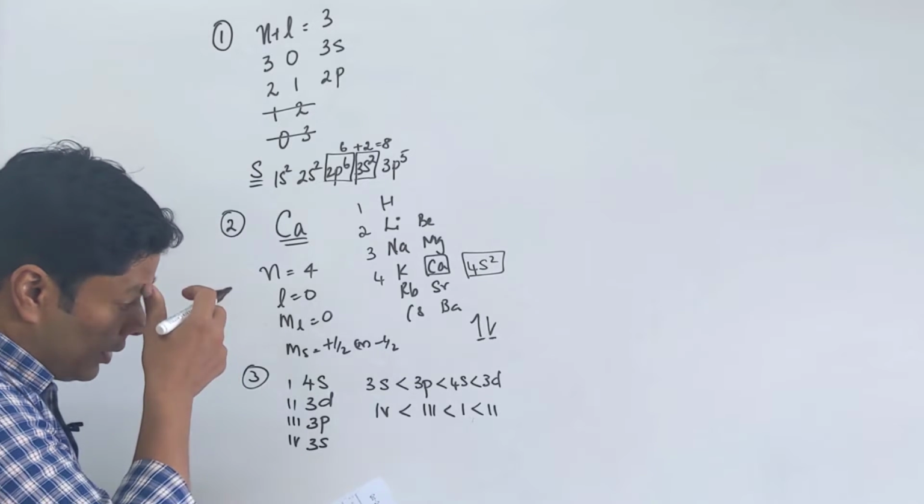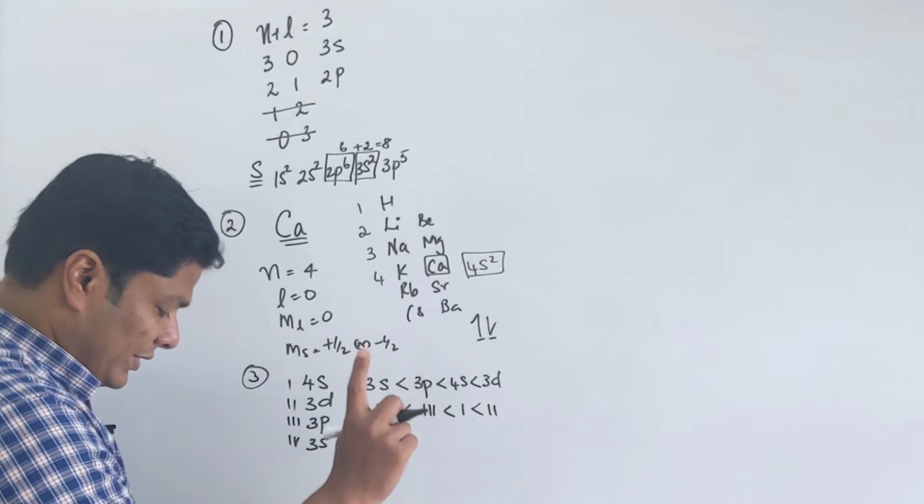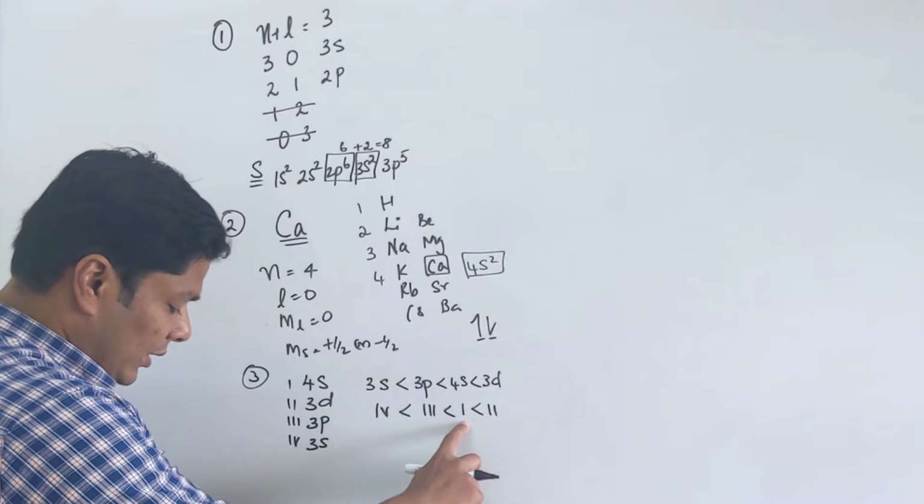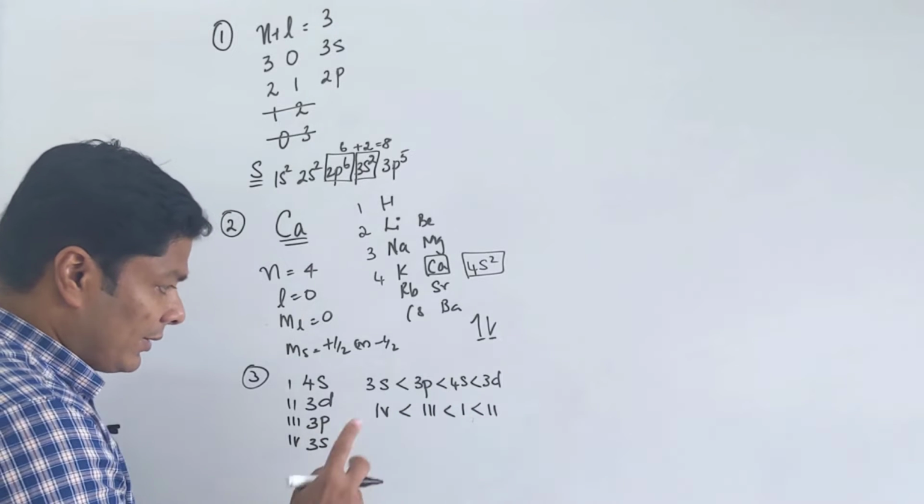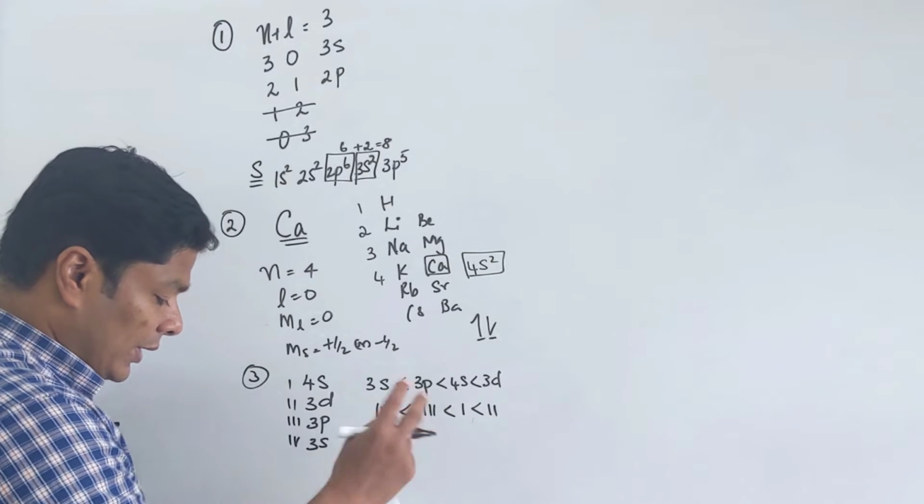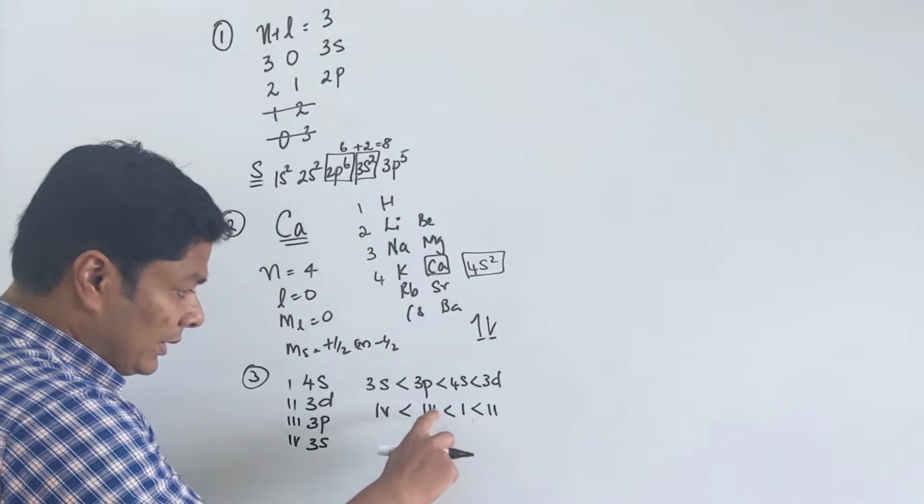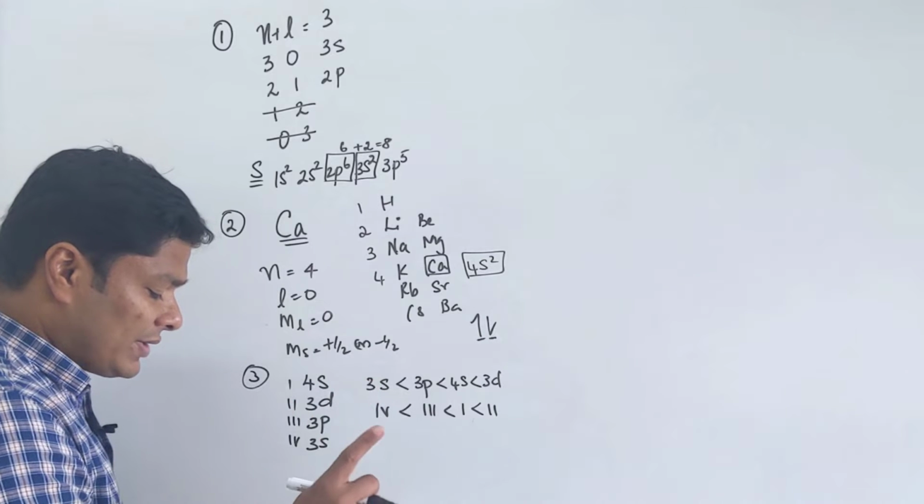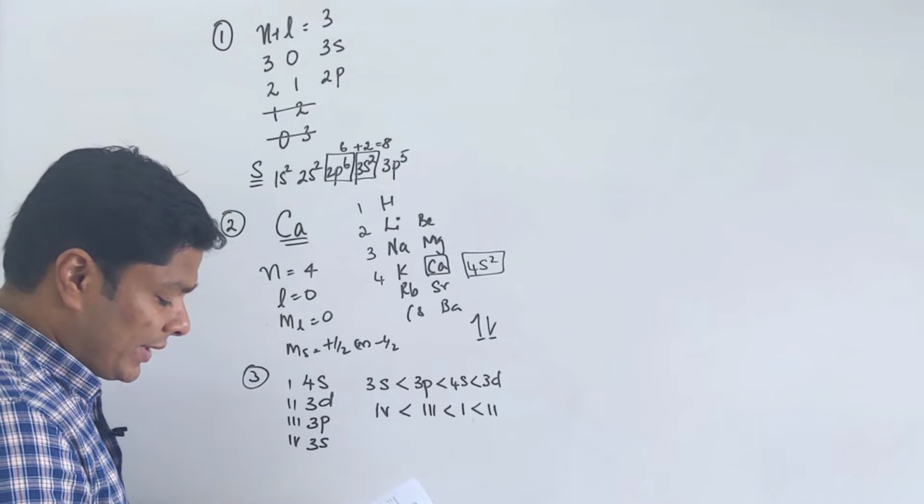Now let's see what all matches. Is the first one correct? 1 greater than 4, the first is correct. Second one, 2 greater than 1, 2 is greater than all of them, that is also correct. Option Charlie, 2 greater than 3, that is also correct. Option Delta, 1 equals 3, wrong. So A is correct, B is correct, C is correct.